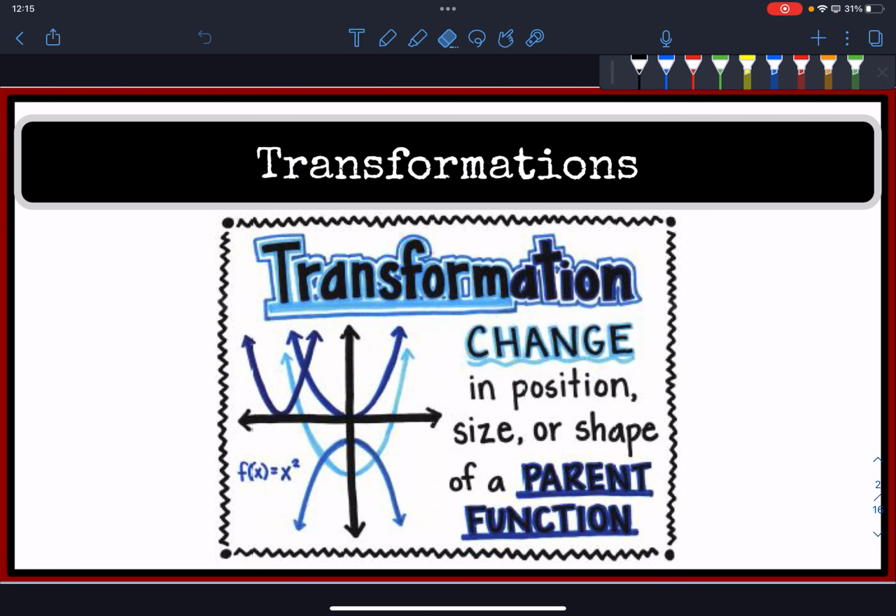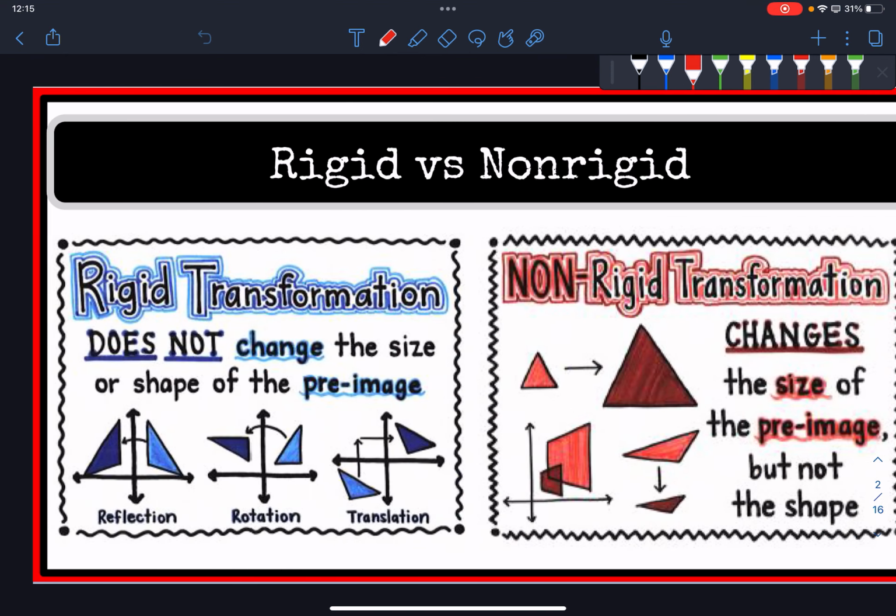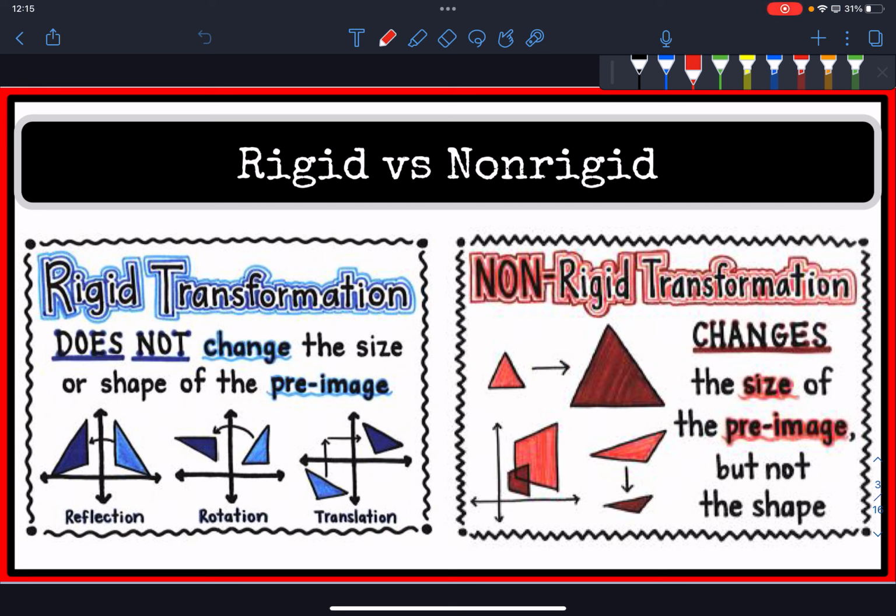So again, remember, transformation is just simply the change in position, size, or shape of a parent function. And there's two types. The first examples that we talked about in lessons 1.9 and 1.10 is rigid transformations, where we do not change the size or the shape of the image, and all we do is simply translate it, which is sliding it, or reflecting it.